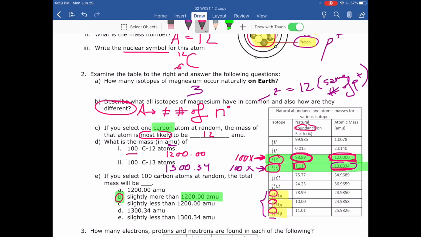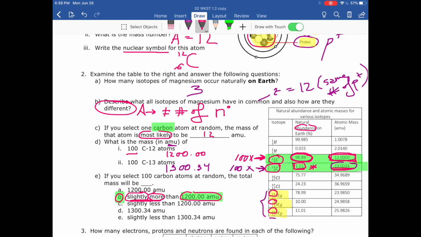So if I have 100 carbon atoms at random, 98% are going to have a mass of 12, and 1% is going to have a mass of 13. So altogether from those 100, more or less the mass is going to be slightly more than 1200. That 1.1% contributes to being a little higher.